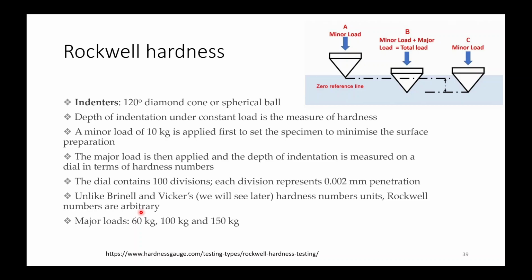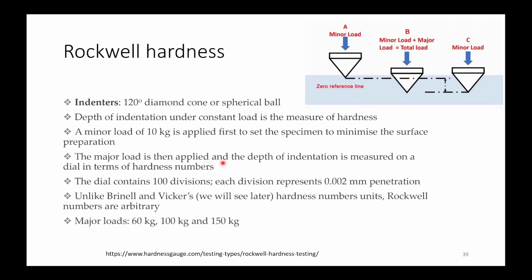Another is Rockwell hardness. In this case, you can either use a spherical ball or a 120-degree diamond cone. This is known as the Brale indenter. Now here we measure the depth of indentation under a constant load for getting hardness. So a minor load of 10 kg is applied first to set the specimen and minimize the surface preparation. Then the major load is applied, and the depth from the major load is what is measured for the hardness.